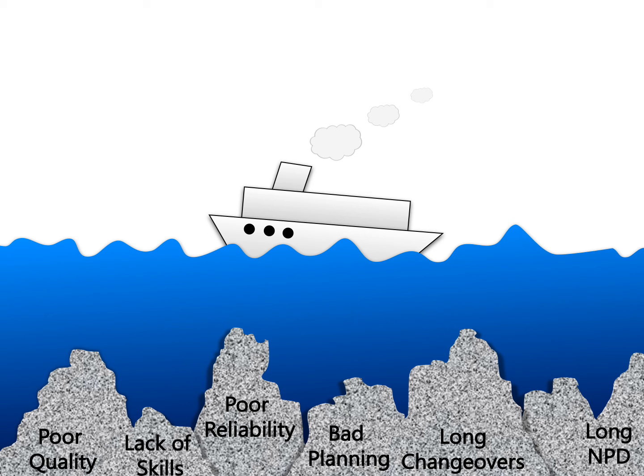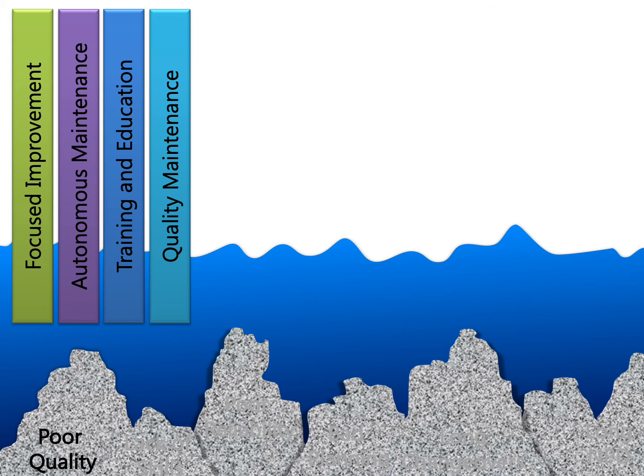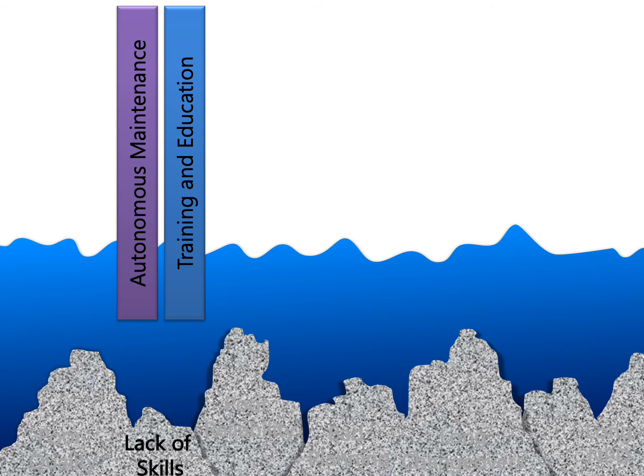Just going back to the rocks example from before, how would TPM pillars help attack these? Well, let's look at each in turn. First of all, we have poor quality. We might use a combination of focused improvement, quality maintenance, and support this with autonomous maintenance and training and education. For lack of skills, we may use autonomous maintenance, and training and education might be the right and appropriate approach.